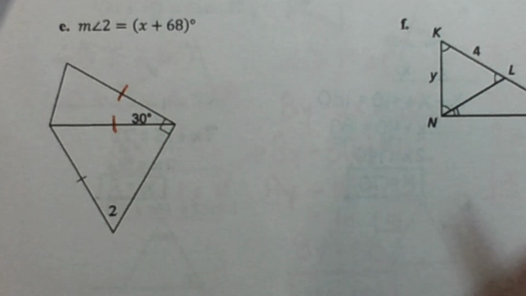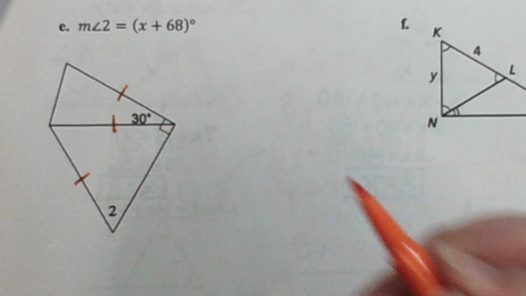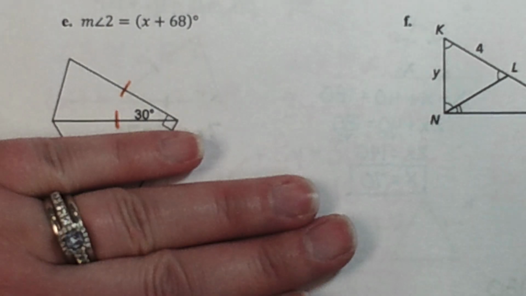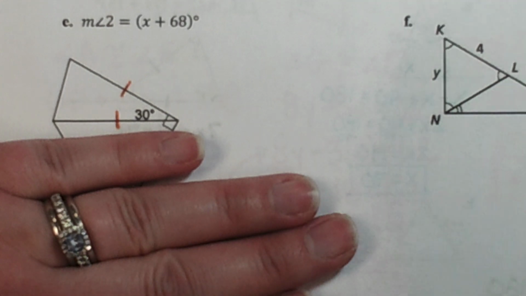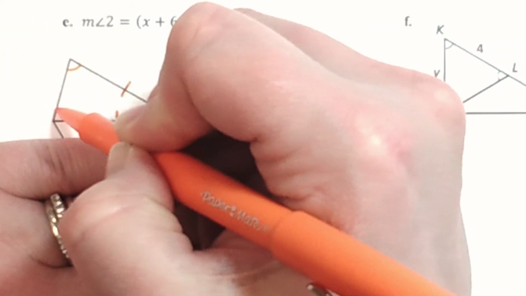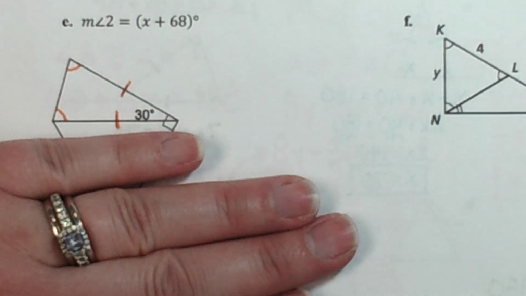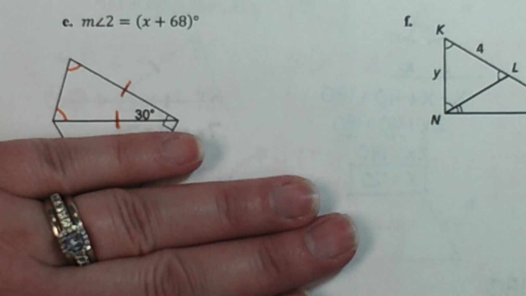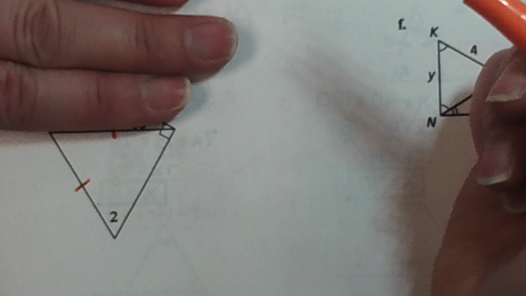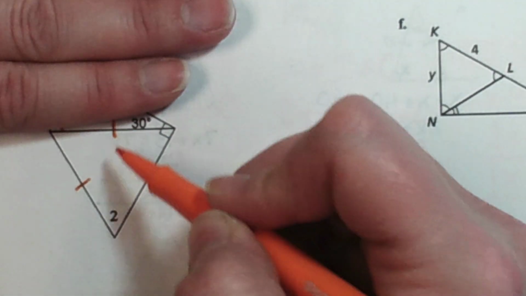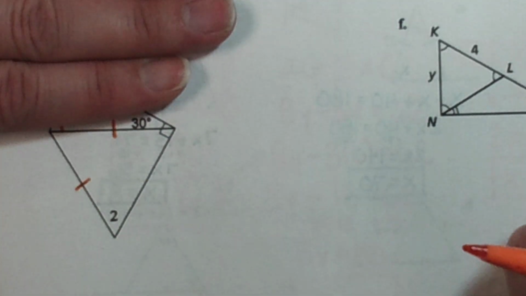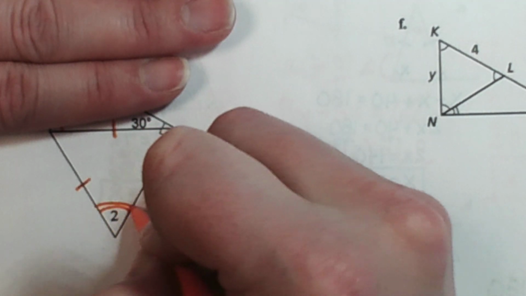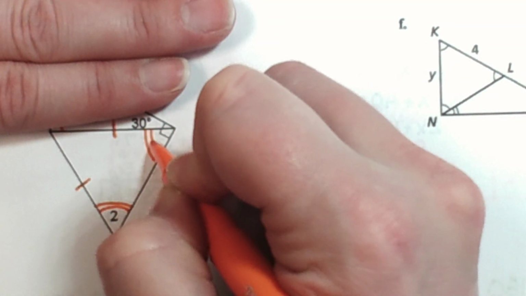Pair of congruent sides on that triangle, pair of congruent sides on this triangle. 2 congruent sides leads to 2 congruent angles, and it's those 2 because the 30 is between. 2 congruent sides leads to 2 congruent angles. That one and that one.